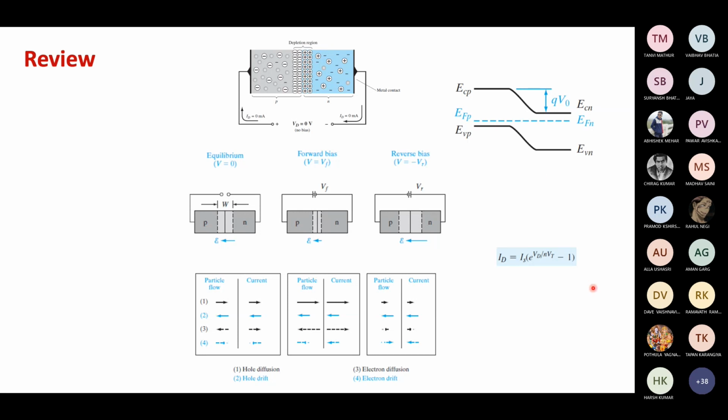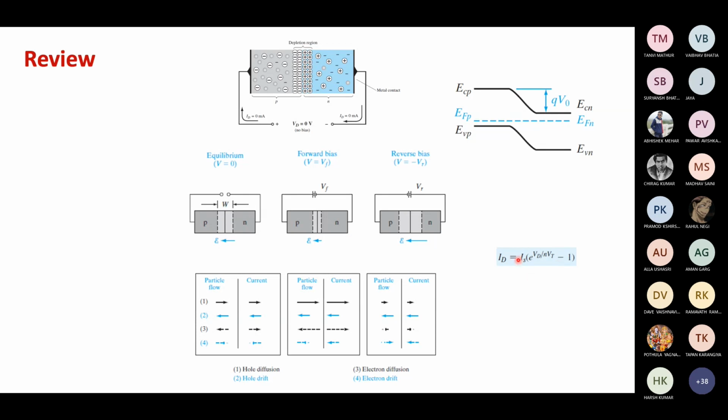And this is the current expression for the diode. We did not derive the expression because we cannot go into that kind of detail here. We need to cover a lot of different topics, but this expression captures various dynamics. It captures the hole diffusion, electron diffusion, electron drift, hole drift, all these kind of things.